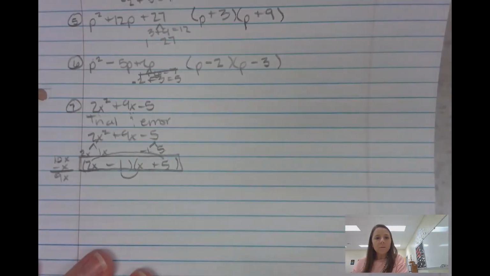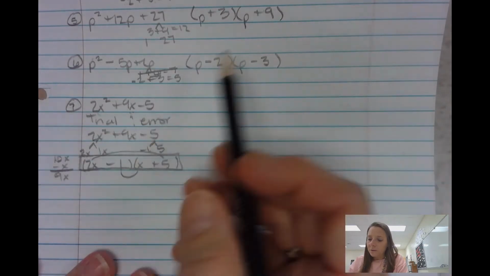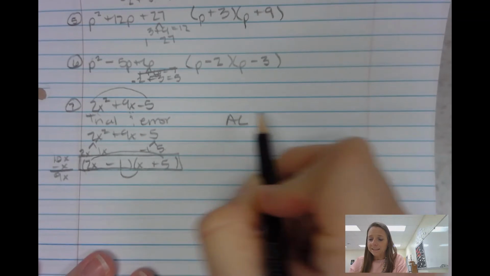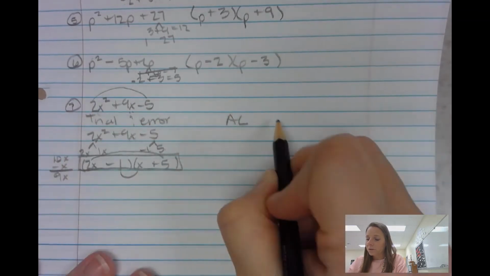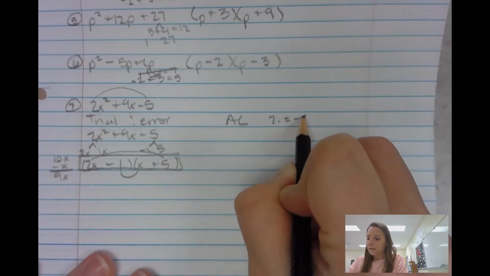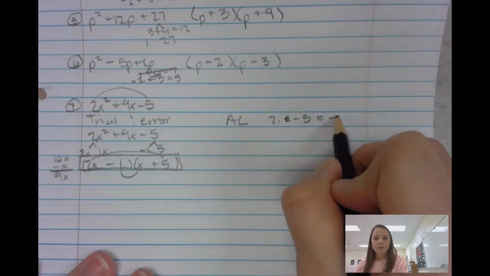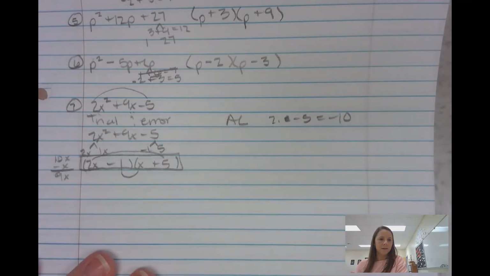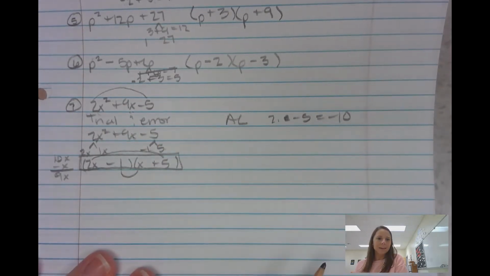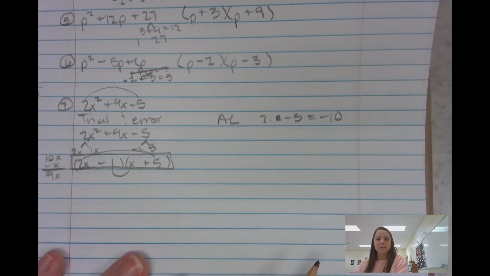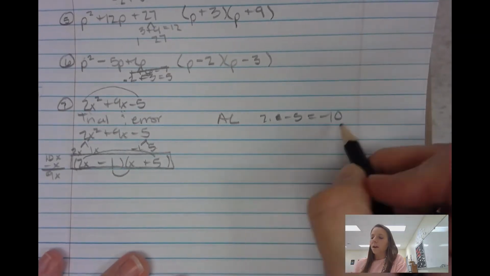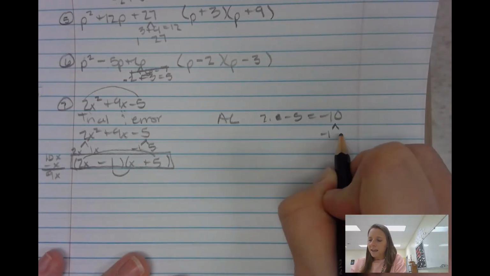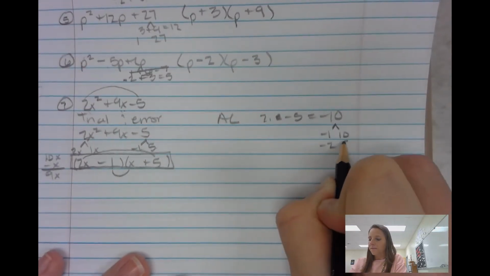Now the other one is the AC method. That's when we multiply the first and the last, the A and the C together. So 2 times negative 5, and I end up with negative 10. You're still looking for factors, but this time, instead of just having 2 and negative 5 as my factors, I have a little bit bigger number. That's the only drawback to this, because sometimes those numbers can get really, really big, or they have a ton of factors. Negative 10 doesn't really have a lot of factors. Negative 1 and 10, negative 2 and 5.